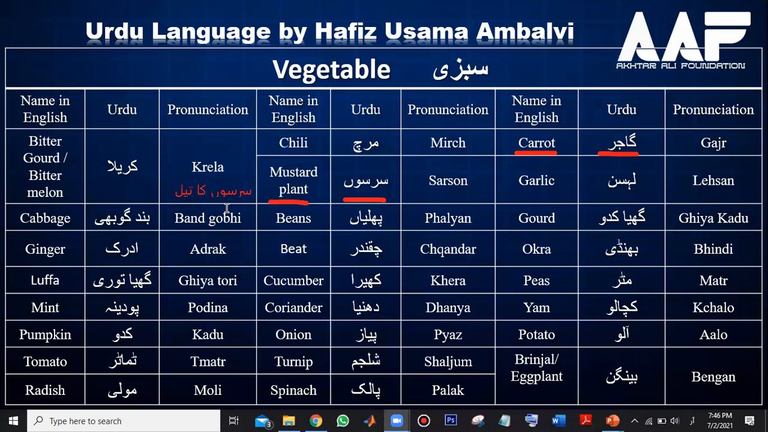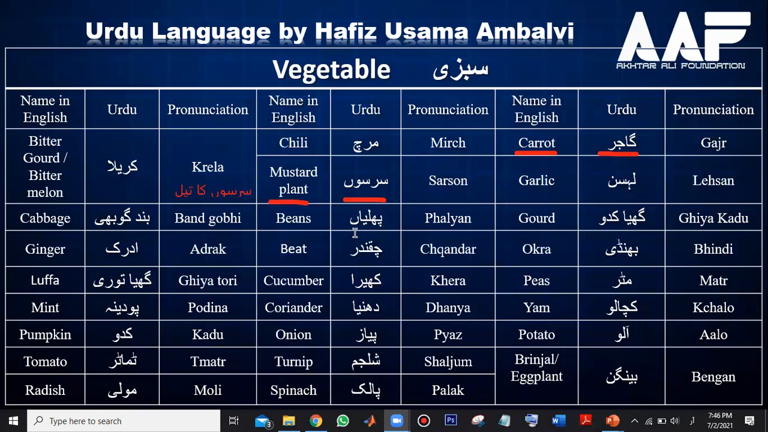Then we have okra, it's bhindi. You know okra? Yes, I do. It's also lady finger. Okra, bhindi. And then we have ghiya tori. Then we have cucumber, it's khira. Then peas, it's matar. Mint means pudina. And for coriander, it's dhania.